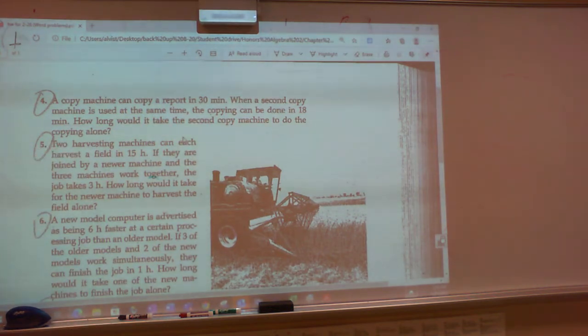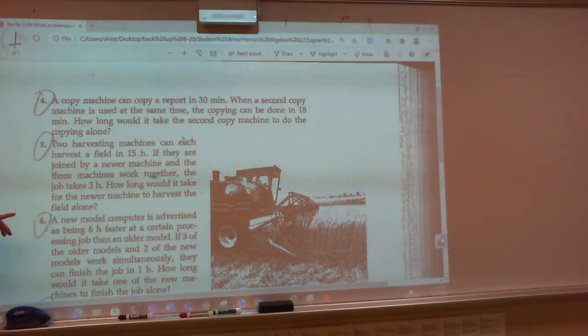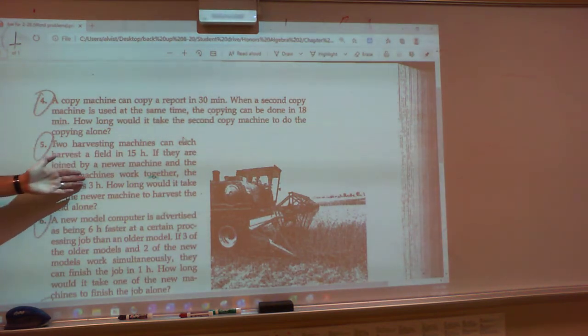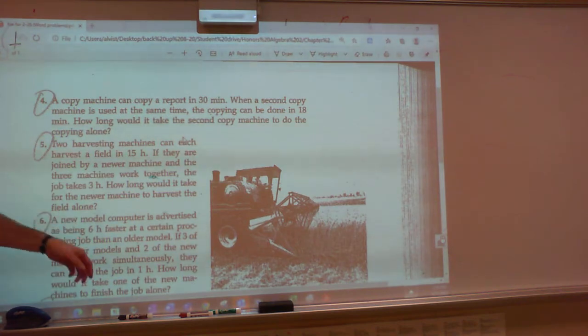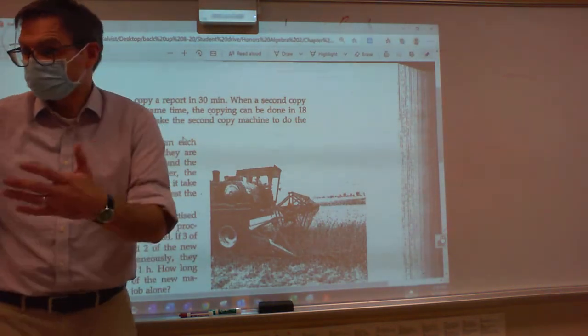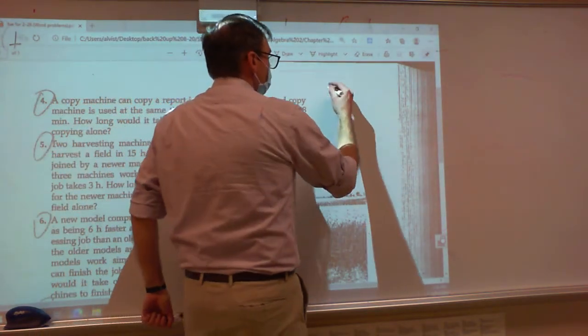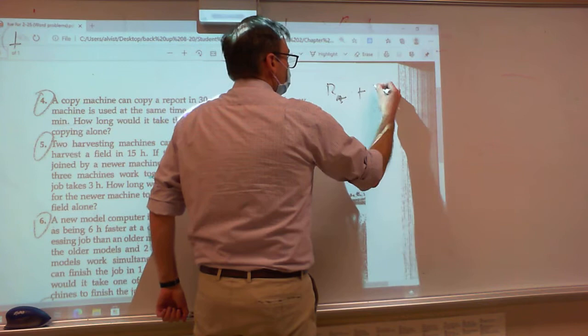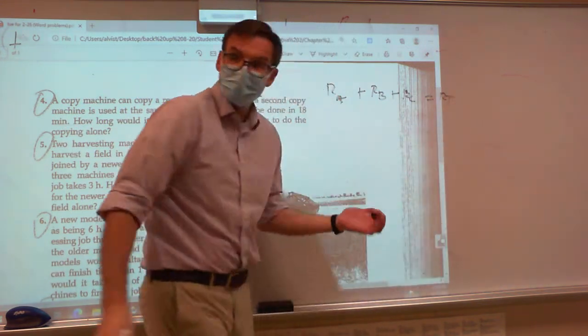So let's look at 5. This is easy. I promise. Two harvesting machines can each harvest a field in 15 hours. If they are joined by a newer machine, then the 3 machines working together take 3 hours. How long would it take the new machine to do it alone? Okay. So we've got 3 things working, don't we? Rate of A plus rate of B plus rate of C is equal to the rate of the total, right?